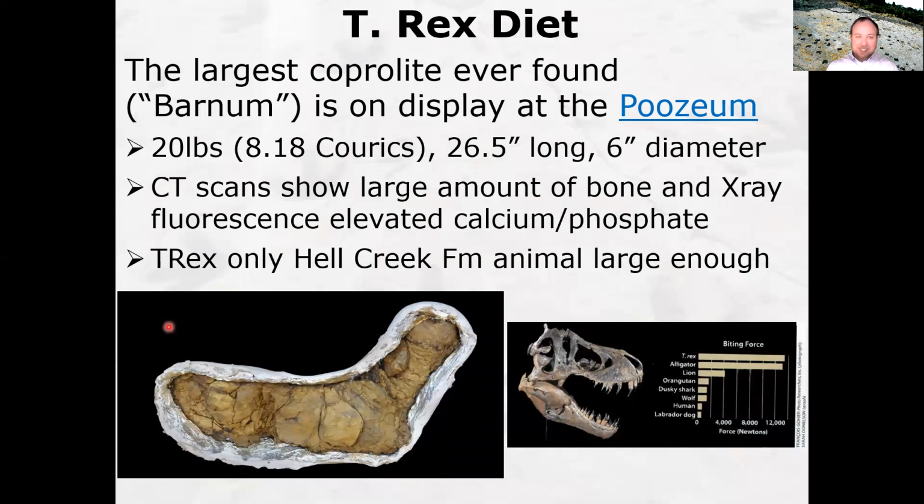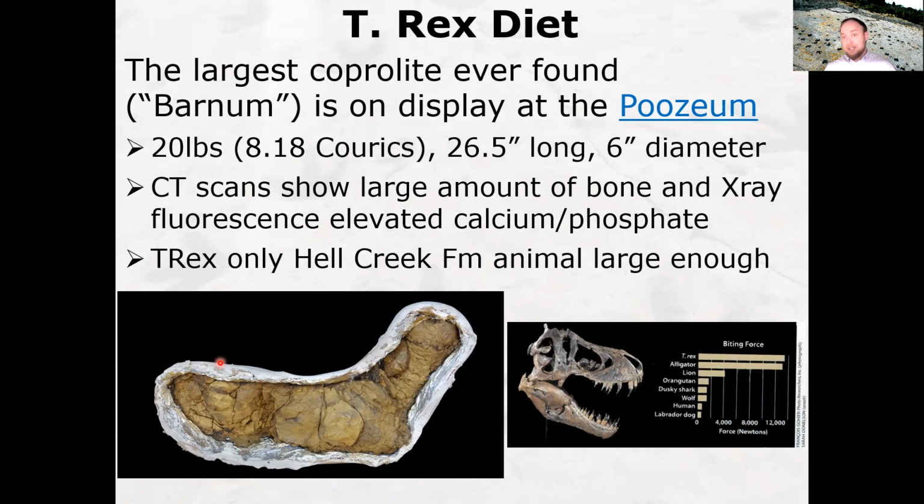There have been CT scans done of Barnum that show there's a lot of bone fragments in there, and X-ray fluorescence to get at the chemistry shows elevated levels of calcium and phosphate. These are the things that bones are made out of. And so this is a leaving of some very large carnivorous dinosaur.